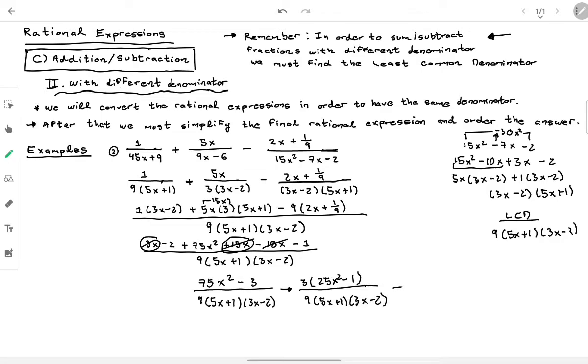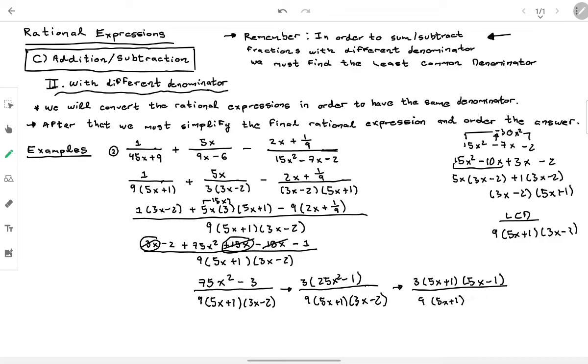So we can continue doing it because here we have another thing that can be factorized because it's a difference of squares. So it's going to be 3 that multiplies 5x plus 1 that multiplies 5x minus 1. Remember, it's the square root of the positive one that doesn't change sign, and the square root of the negative that will be positive on the first parenthesis, negative on the second one. So now we have only factors.